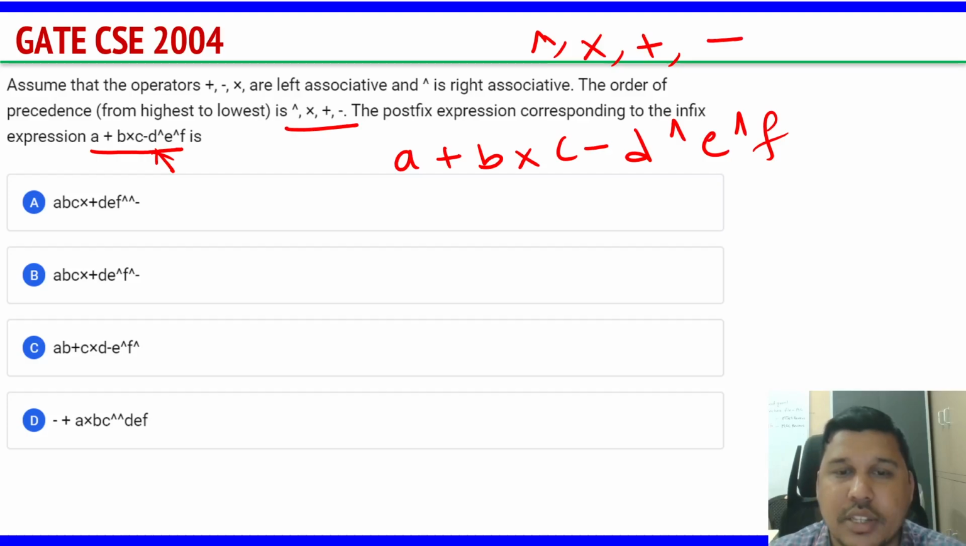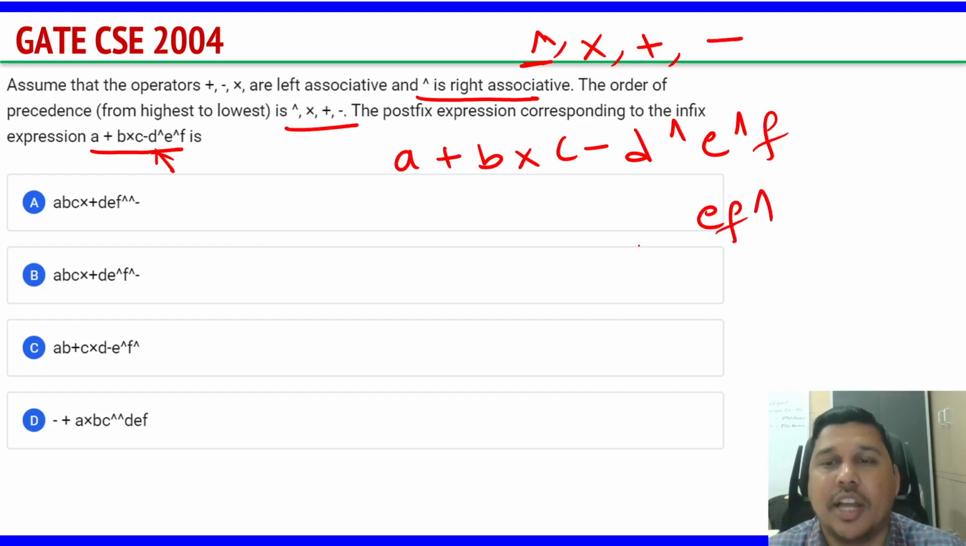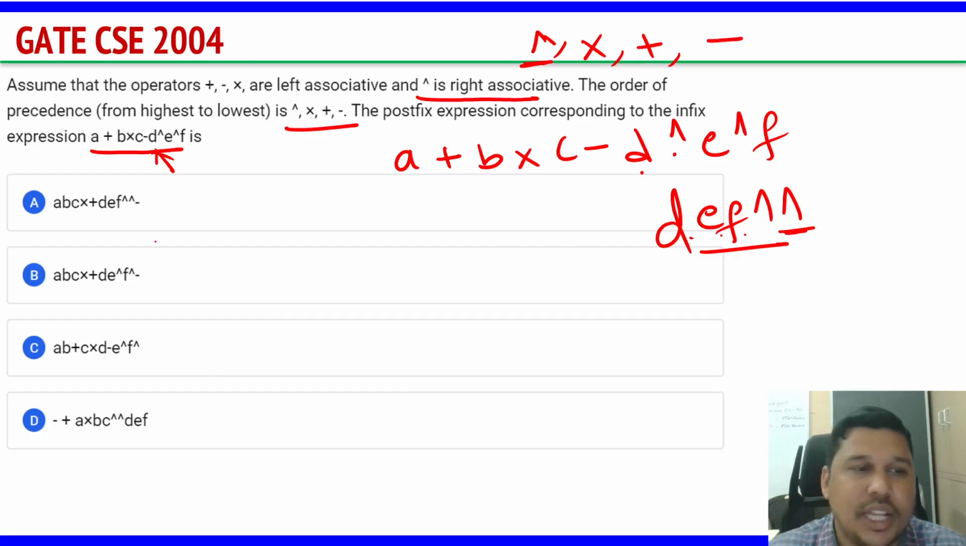Let's see the answer for this. I can even do it directly because I know exponentiation has more priority, and it is right associative, meaning I have to do it from the right side. So I will do this first. So this becomes EF exponentiation. Then D with this result, so it becomes DEF, double cap. The only option where we have DEF and double cap is this one. With that you can conclude, but you can also verify it.